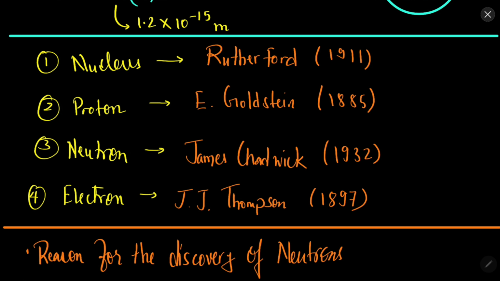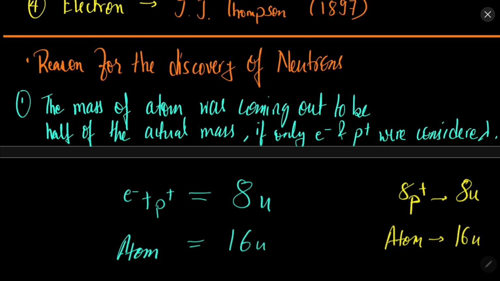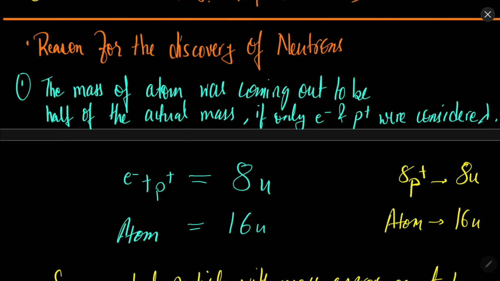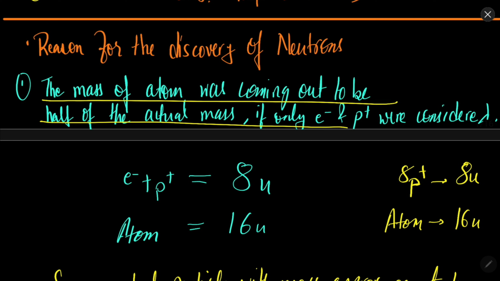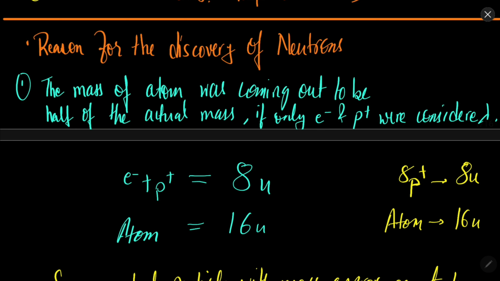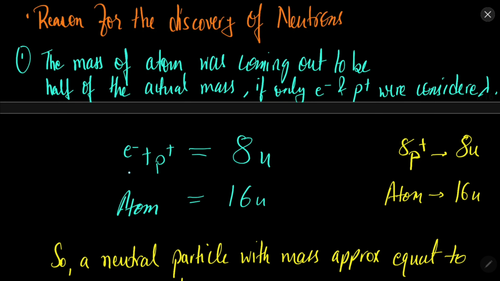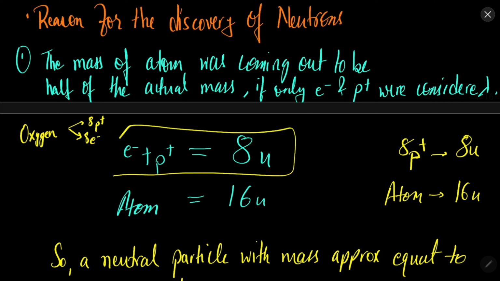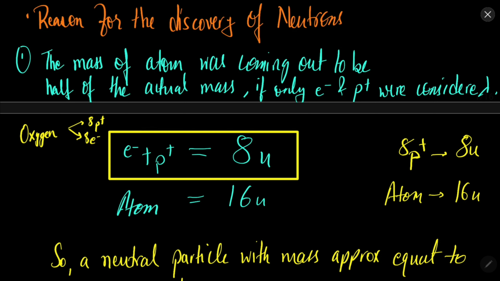But then what was the reason behind the discovery of the neutron? There were two main reasons. First was that the mass of the atom was coming out to be double the actual mass if only protons and electrons were considered. Let's say we have some element, let's say oxygen. Oxygen has 8 protons and 8 electrons. Remember, the neutron is not yet discovered. So the mass of 8 electrons and 8 protons came out to be around 8 u. u is the unit.